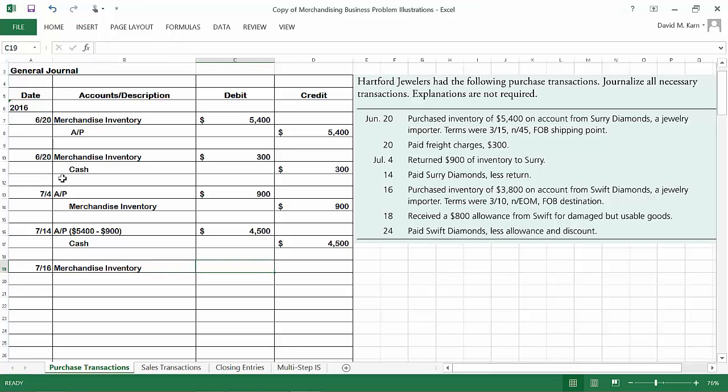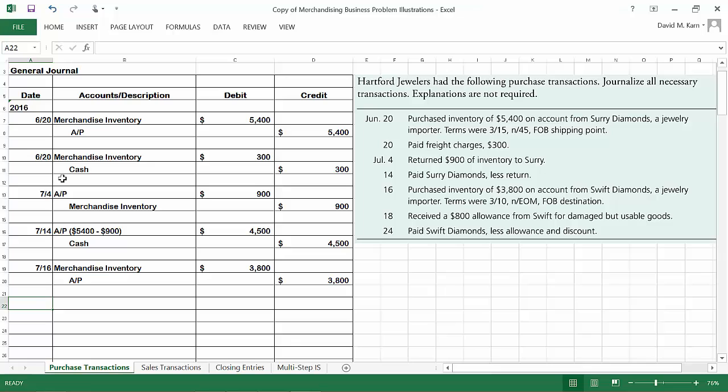And that was for $3,800. And we have to credit accounts payable because we owe it. Just a note here too, something that you may be asked to do in the My Accounting Lab, you may have to put the company name after the accounts payable. The book may ask you to do that in the My Accounting Lab format.